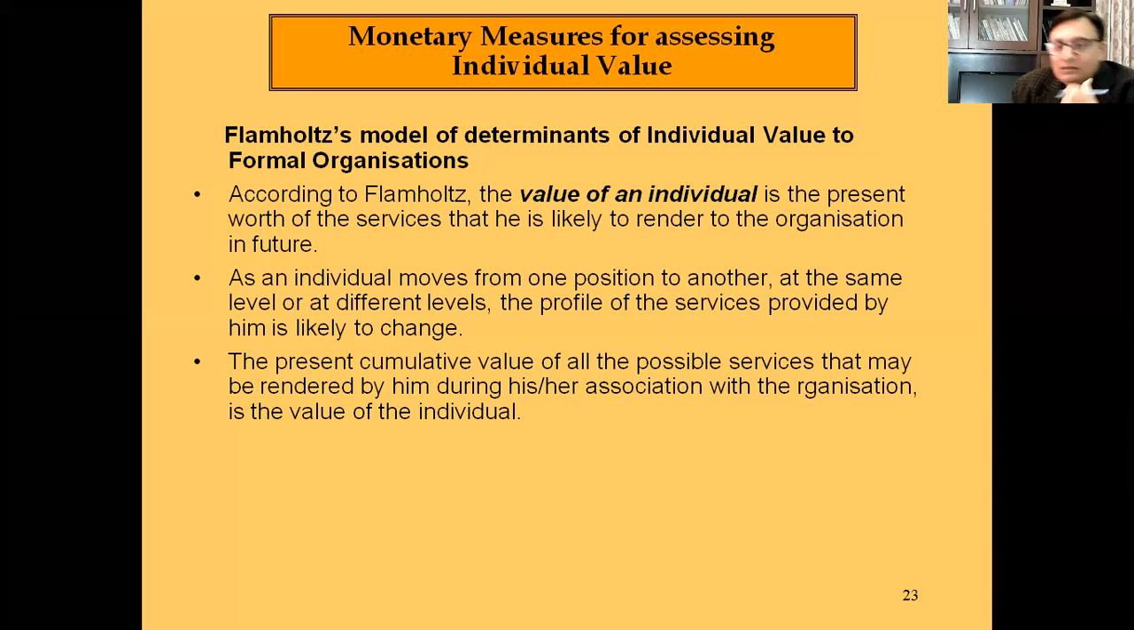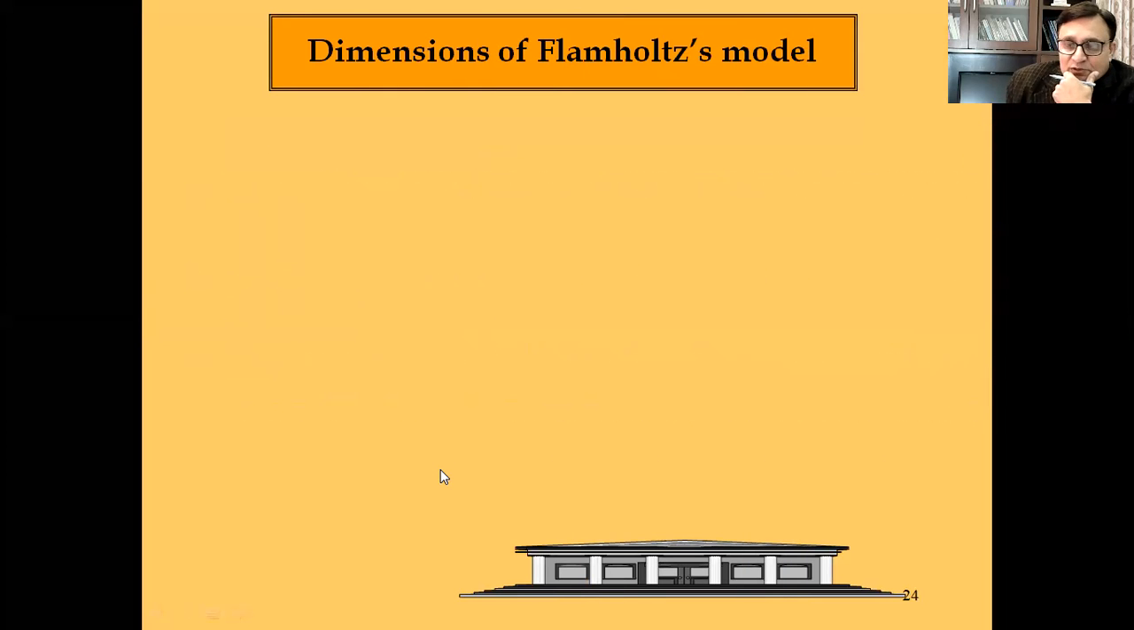Flamholtz was of the view that when you have to value the individual, we have to determine what kind of services he is going to provide in different positions in future. And we will find out the economic value of these positions and services at present. So we find the accumulated present value of the services the individual is going to provide in the future. That will be the value of the individual. There are various dimensions of Flamholtz's model.